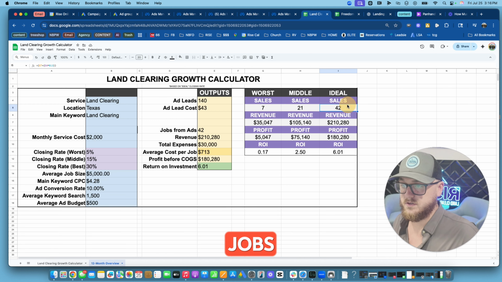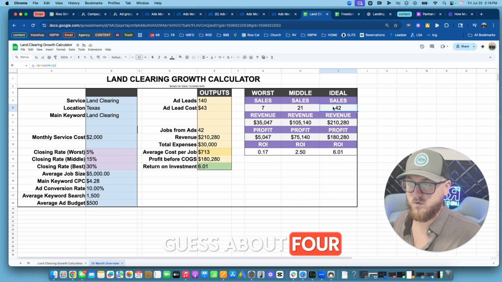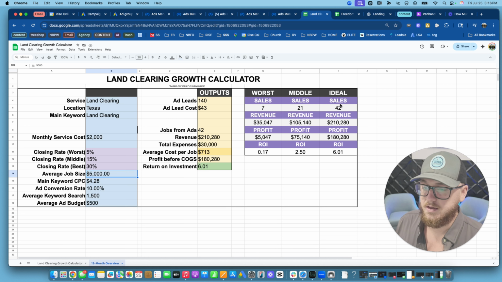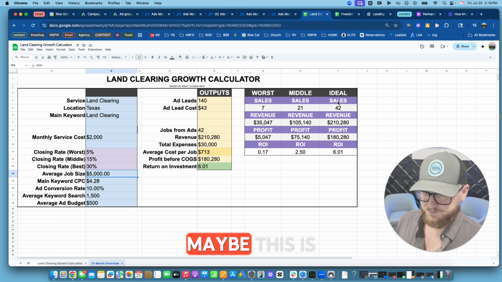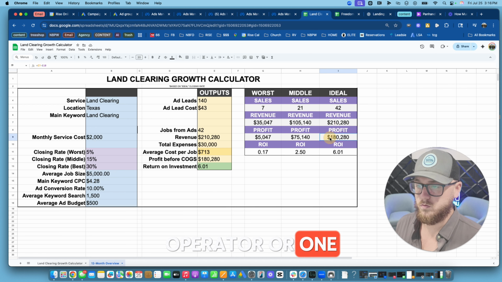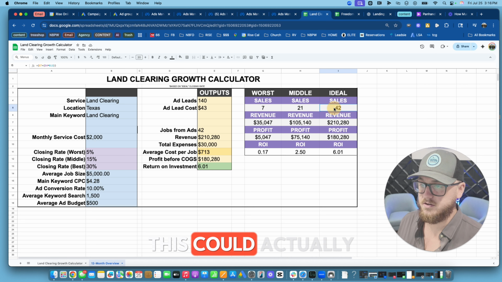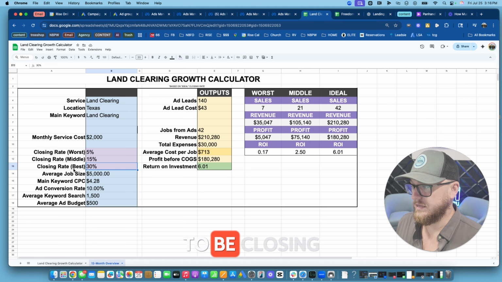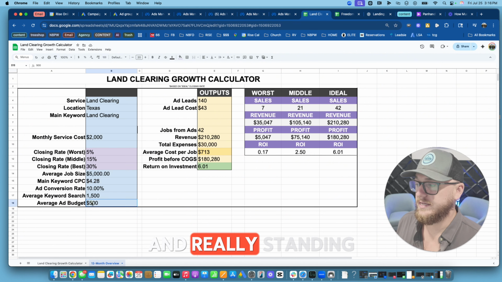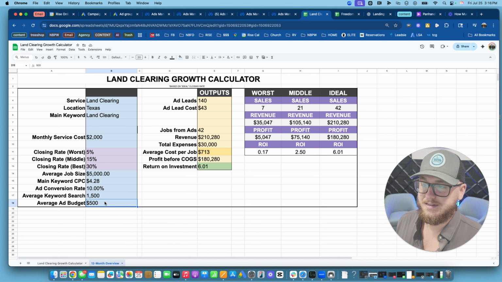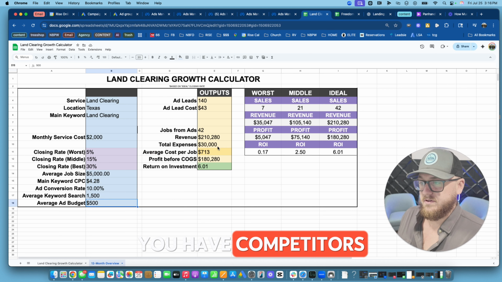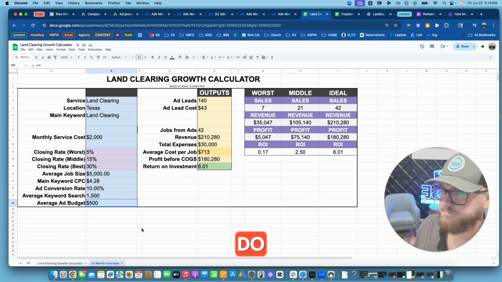And then if you could close 30% with $500 a month in ad spend, and you're only getting $5,000 jobs, this is looking at about 4 jobs a month, which $5,000 for most people, that's going to be like a 1 to 2 day job. So you're working 10 days a month, maybe. This is actually doable, probably for an owner operator or one man, one machine. This could actually happen, but you'd have to be closing at 30% without fail and really standing out with that $500 budget.